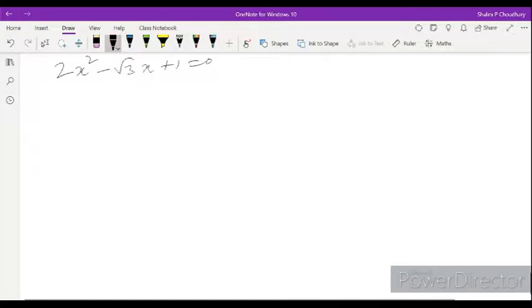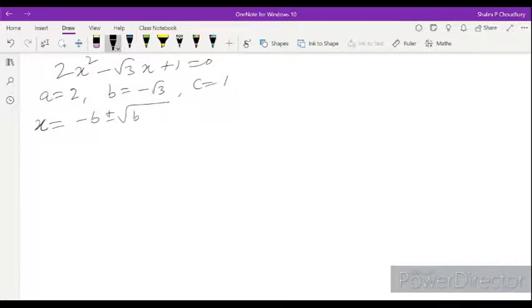Okay, so in this case a का value is 2, b का value is minus root 3, c का value is 1, and x का roots will be, I mean values of x will be minus b plus minus square root of b square minus 4ac divided by 2a. Now we'll put the value minus into minus root 3 plus minus square root of b square.